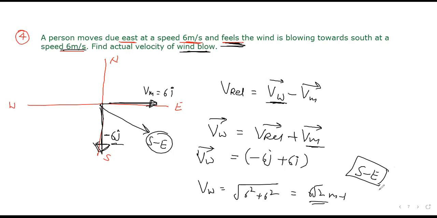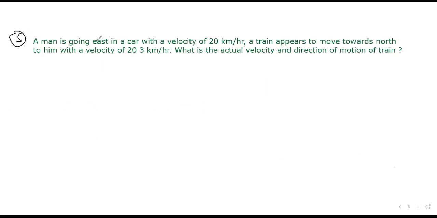Okay, let's see another question. In this question, they said a man is going towards the east in a car with a velocity of 20 kilometers an hour. A train appears, and again, appears means relative velocity is given, to move towards the north with a velocity of, I think, 20 root 3 kilometers an hour. What is the actual velocity and direction of motion of the train?